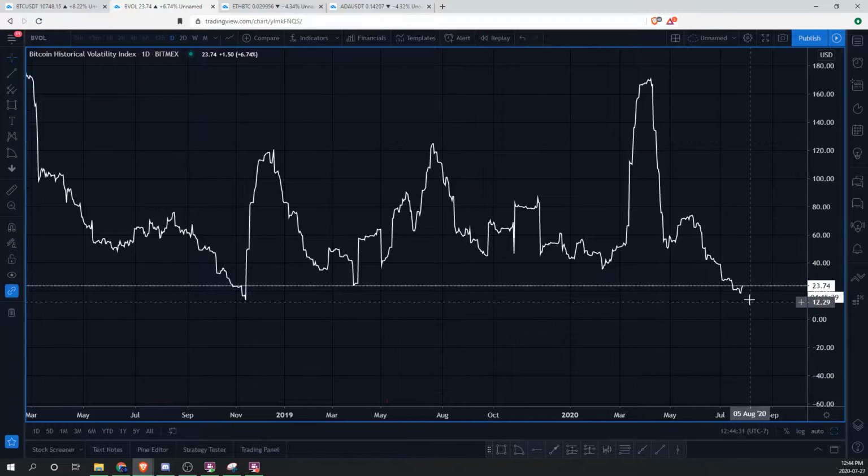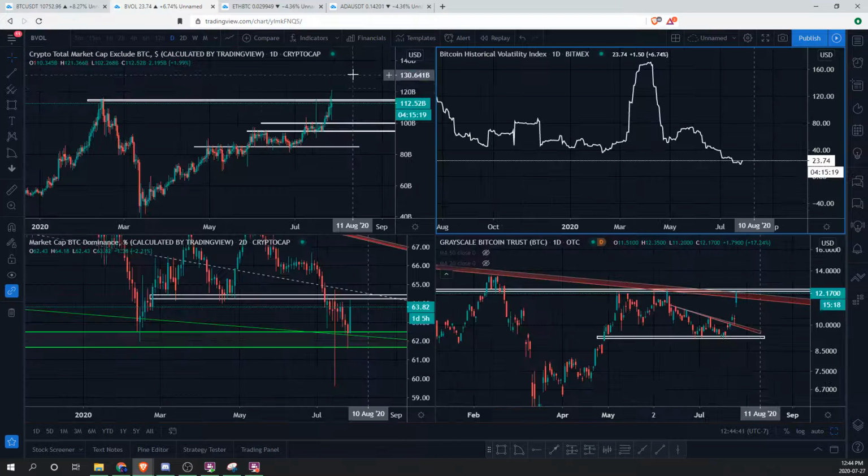And hopefully the contraction furthers, and then that next push is going to be something like this, or something like this, where we're seeing the expansion in volatility. We have not seen that yet.